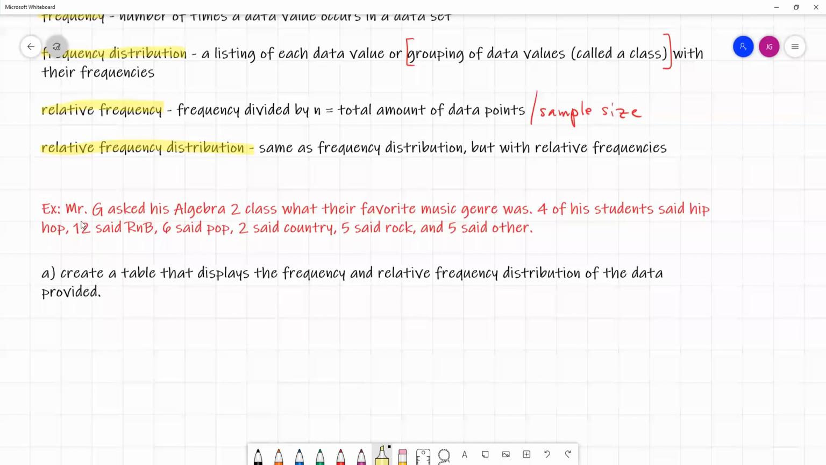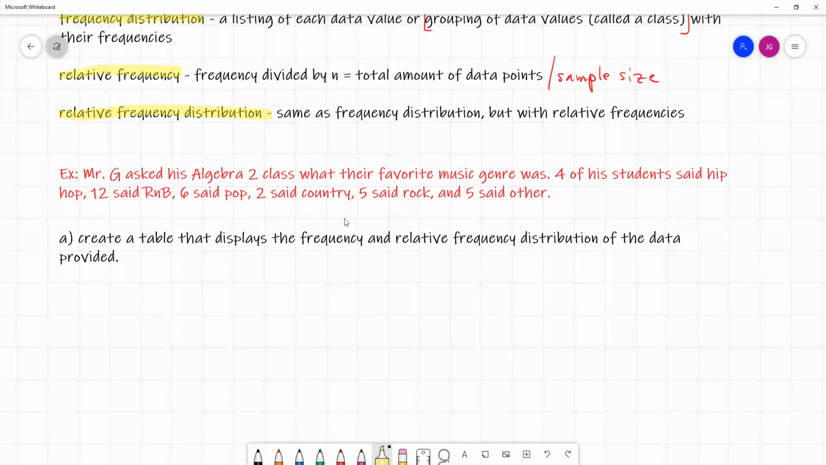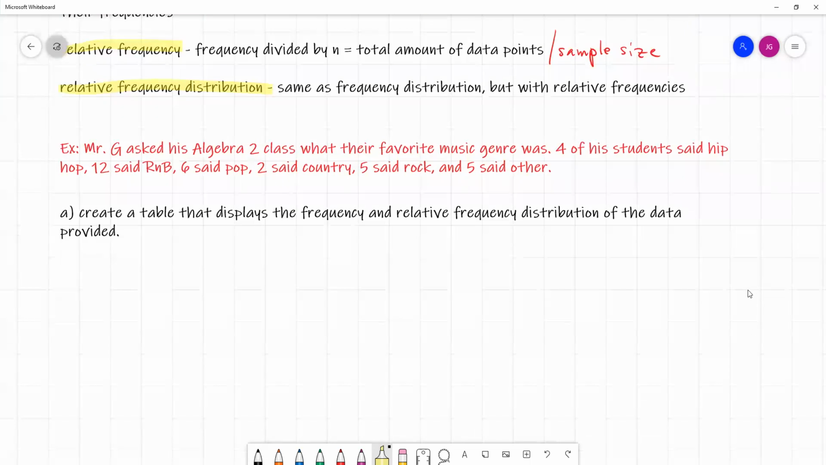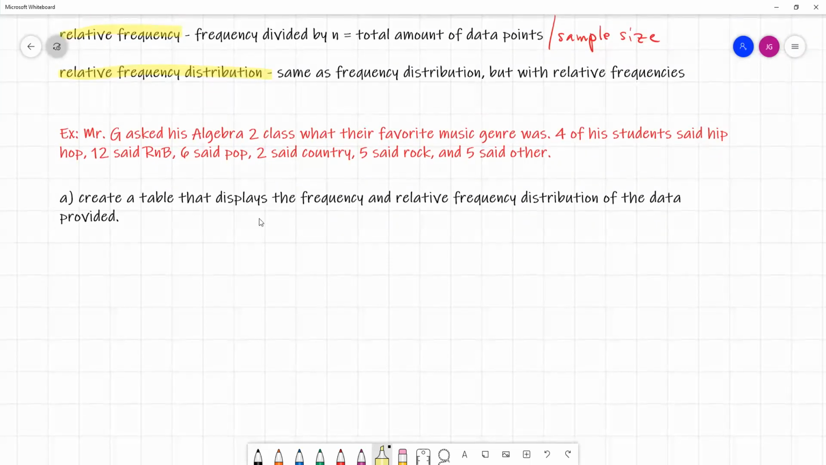Okay, so we have an example here. Mr. G asked his Algebra 2 class what their favorite music genre was. Four of his students said hip hop, 12 said R&B, 6 said pop, 2 said country, 5 said rock, and then 5 said other. So the first thing we're going to want to do is create a table that displays the frequency and relative frequency distribution of the data provided.